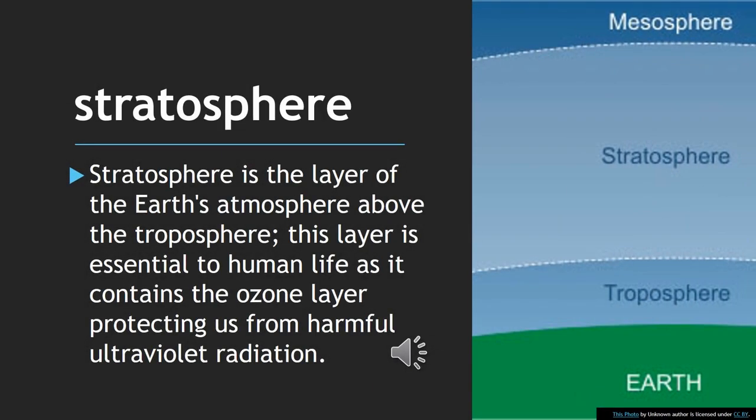Stratosphere. Stratosphere is the layer of the Earth's atmosphere above the troposphere. This layer is essential to human life as it contains the ozone layer, protecting us from harmful ultraviolet radiation.